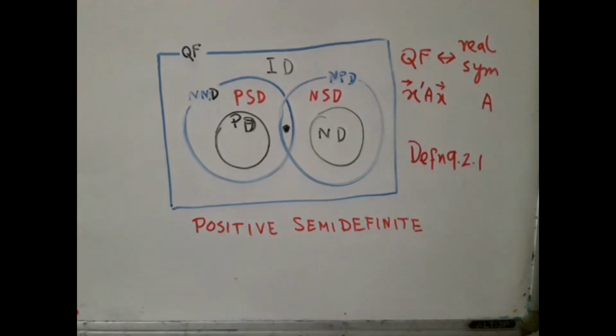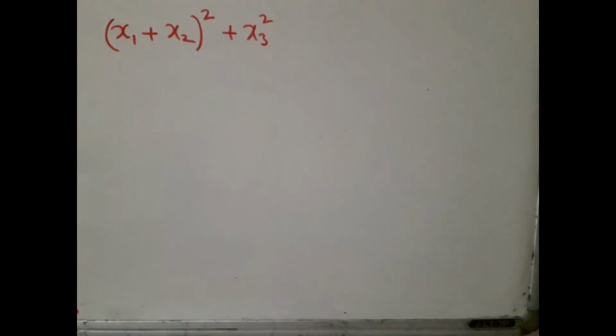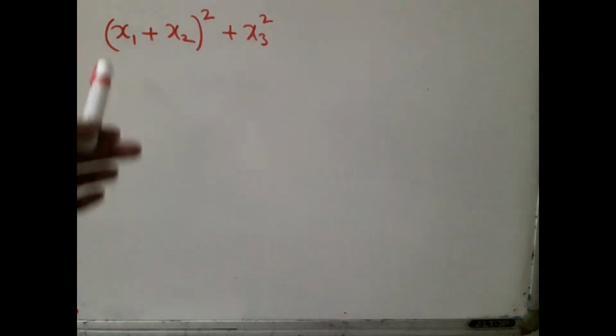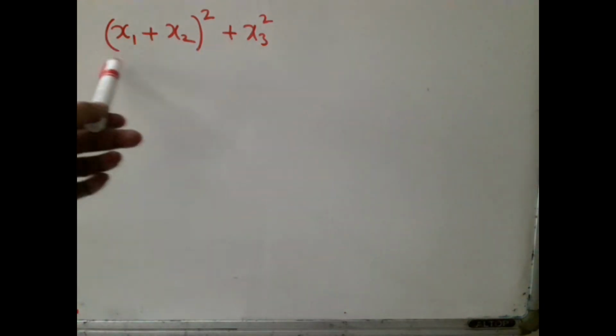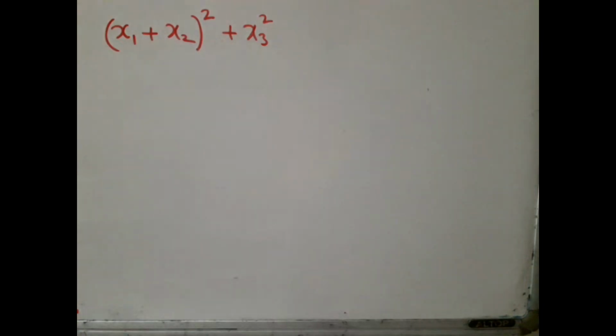This entire discussion that we gave is summarized in definition 9.2.1 in the book. It is quite easy to construct real symmetric matrices of a particular category. If you simply start from a quadratic form, I am using only 3 variables, x1, x2 and x3, then this is of course a non-negative definite quadratic form.